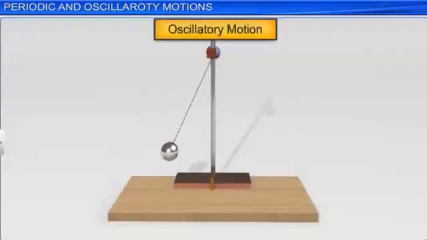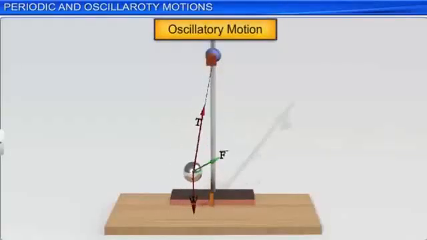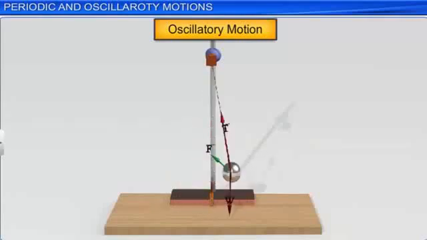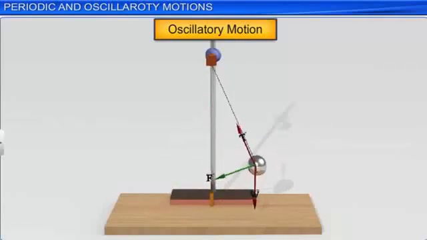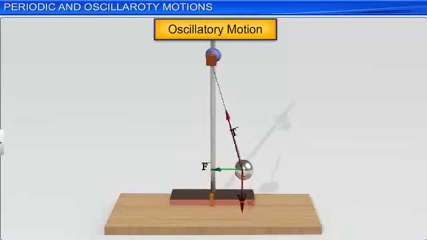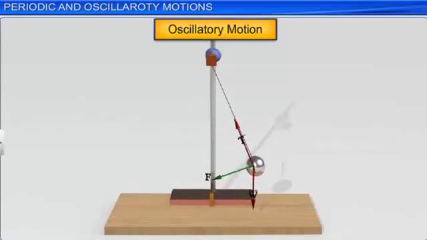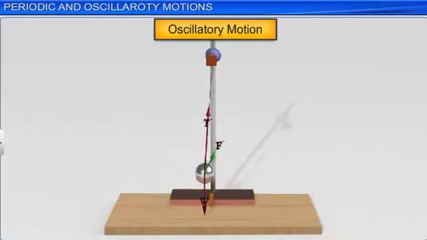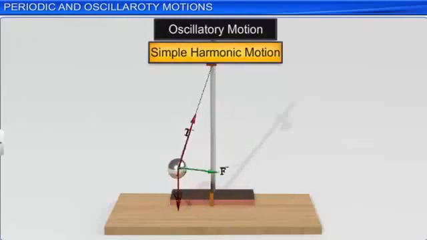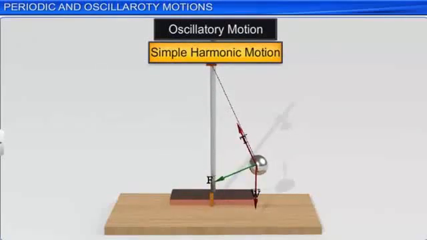The motion of the bob of a simple pendulum is another example of oscillatory motion. In the simplest form of oscillatory motion, the restoring force on the body is proportional to the magnitude of displacement, but is opposite in direction to the displacement from the mean position. This type of motion is called simple harmonic motion. Simple harmonic motion is the to and fro motion of a body, where the force is always directed towards the mean position and is proportional to the displacement but in the opposite direction.